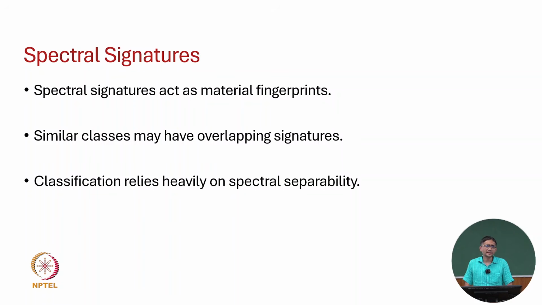However, similar classes, of course, may have overlapping signatures. The classification relies heavily on the spectral separability, and thereby we will later discuss when we talk about hyperspectral image analysis in one of the coming weeks. We'll discuss, in addition to the spectral separability, how taking the spatial context into account and thus moving from 1D convolution to 2D convolution to 3D convolution helps.